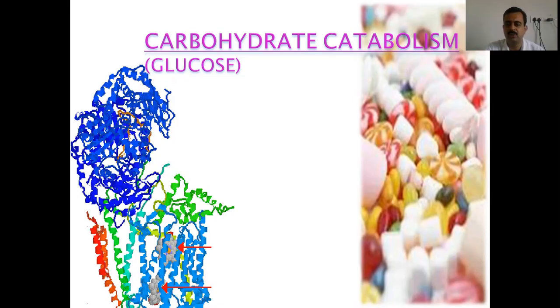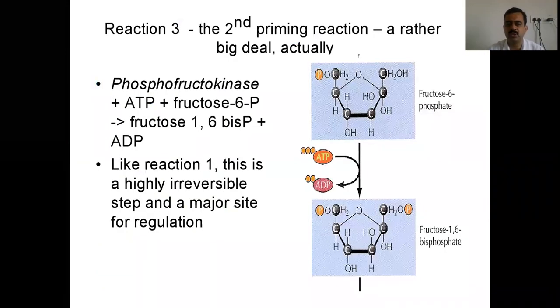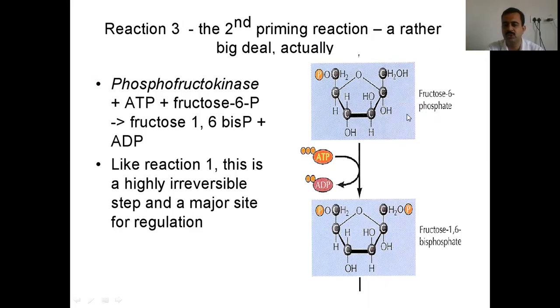of catabolism of glucose. So reaction 3, the second priming reaction, is rather a big deal, because phosphofructokinase plus ATP plus fructose 6-phosphate gives fructose 1,6 bisphosphate and ADP. Now if you see the structure of fructose 6-phosphate, it is gaining a phosphate as an ATP is utilized here, at the sixth carbon. These are highly irreversible steps and a major site of regulation: the conversion of fructose 6-phosphate to fructose 1,6 bisphosphate.